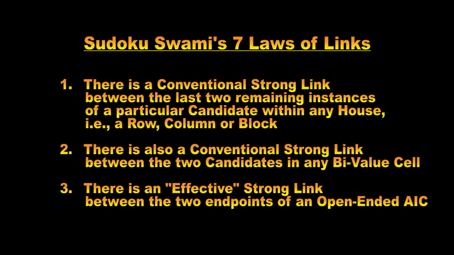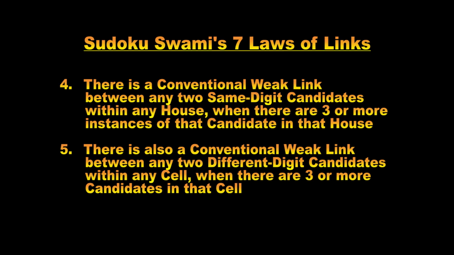Number 1. There is a conventional strong link between the last 2 remaining instances of a particular candidate within any house, i.e. a row, column, or block. Number 2. There is also a conventional strong link between the 2 candidates in any by-value cell. Number 3. There is an effective strong link between the 2 endpoints of an open-ended AIC. Number 4. There is a conventional weak link between any 2 same-digit candidates within any house when there are 3 or more instances of that candidate in that house.